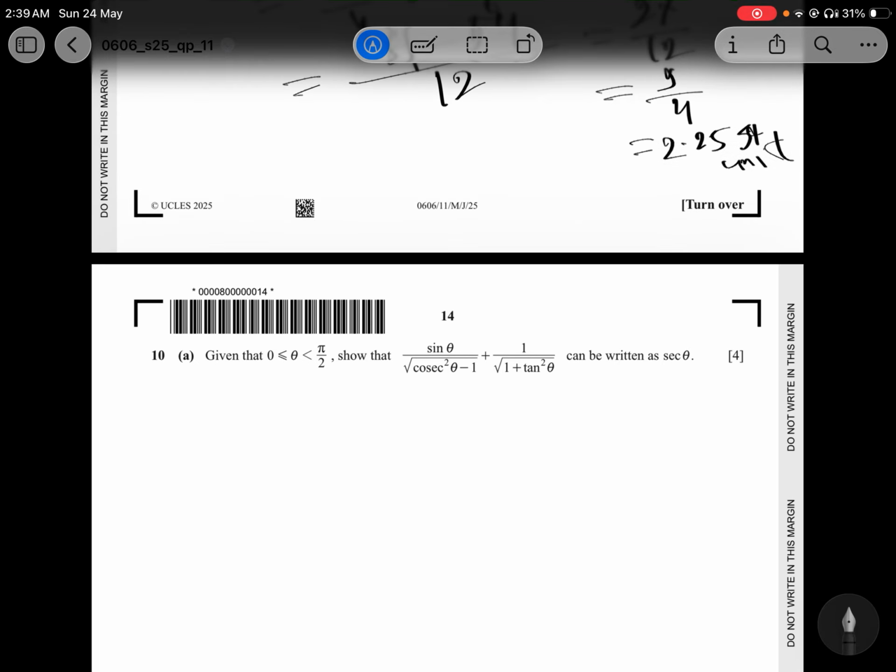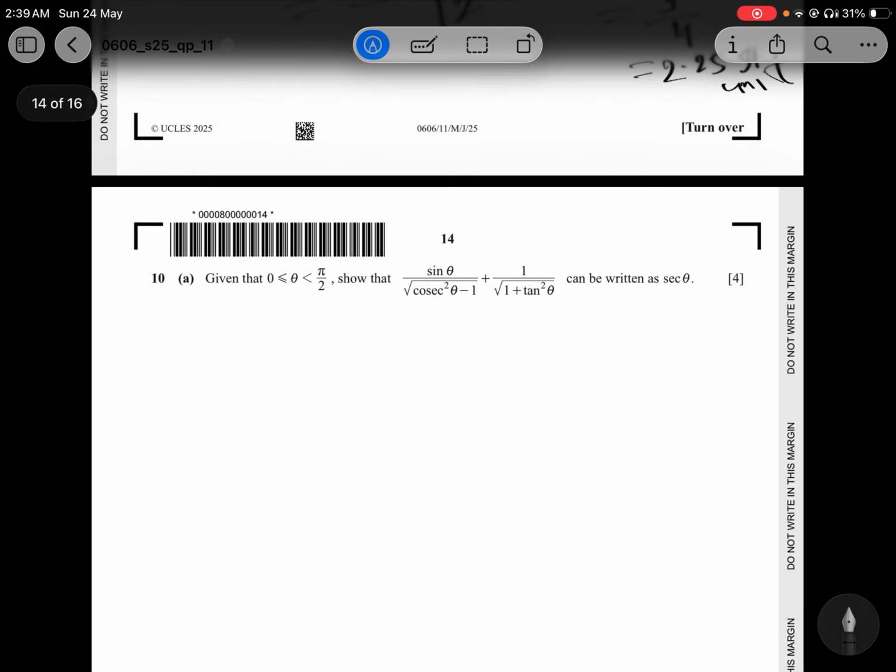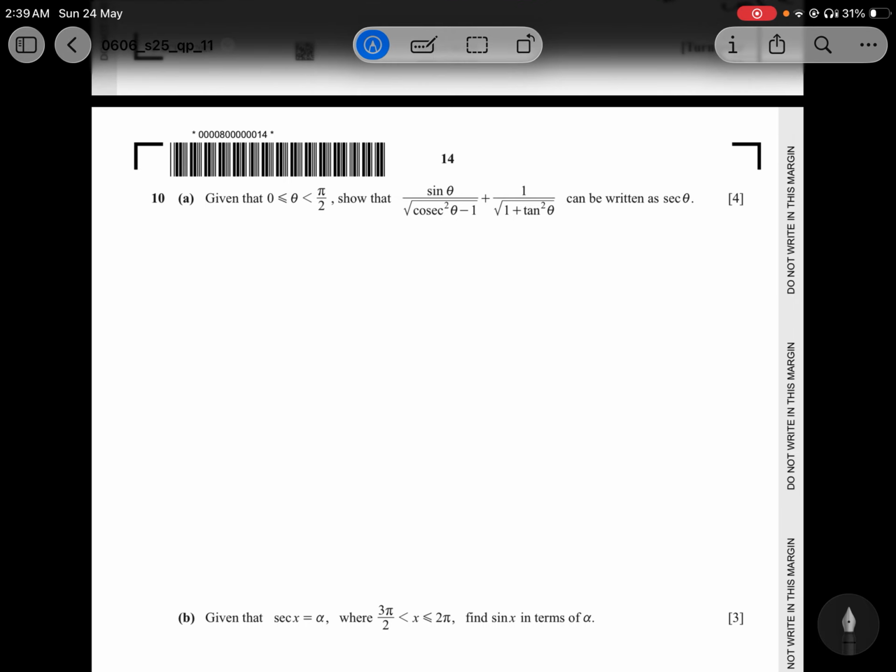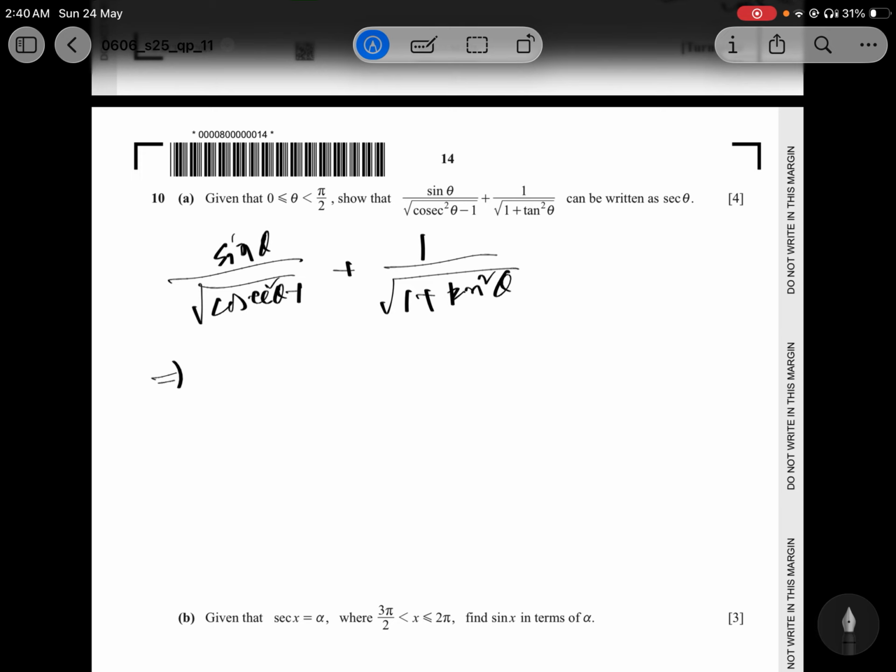Theta is given as 0 to pi by 2, which is between 90 degrees, so it would become very easy. Sin theta over this can be written as sec theta. Sin theta over cosec theta minus 1, plus 1 over 1 plus tan square theta. So sin theta stays sin theta, over cosec square theta minus 1.